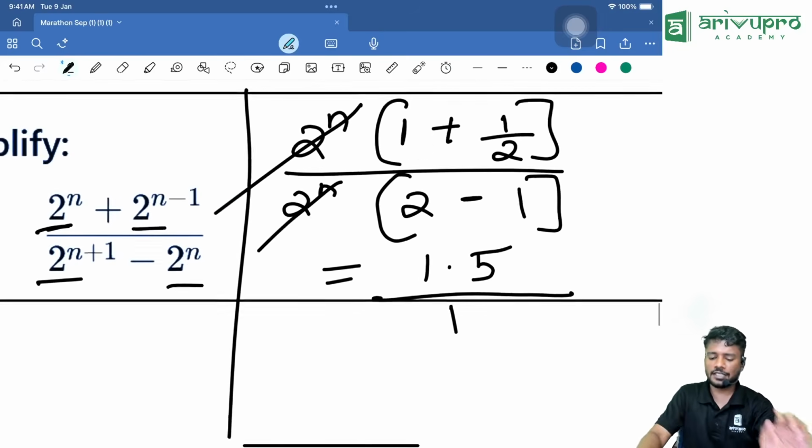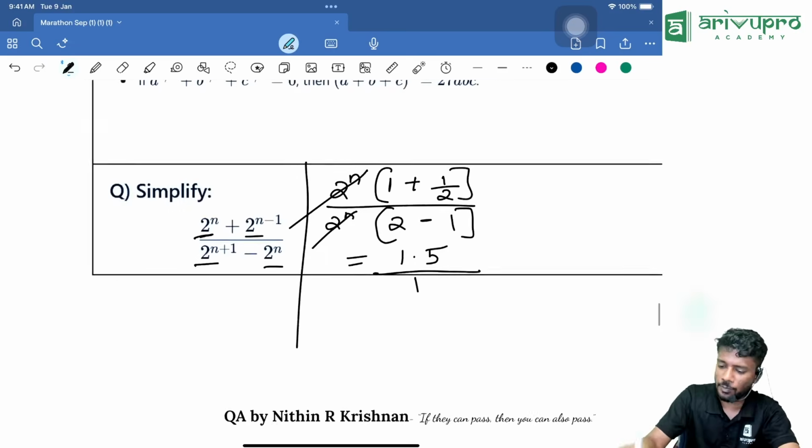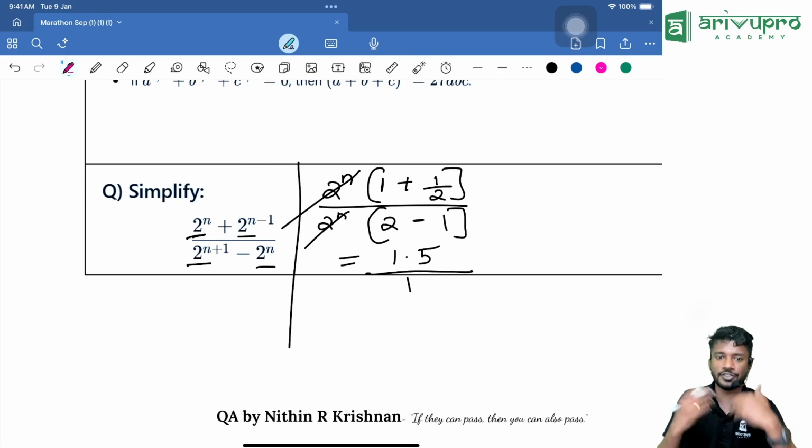Now, there is another method. Can anyone guess the next method? Taking the options, putting n is equal to 1. You are putting n is equal to 1. Everyone try putting n is equal to 1. Try that. We will brainstorm it. Then you will get to know better about it.